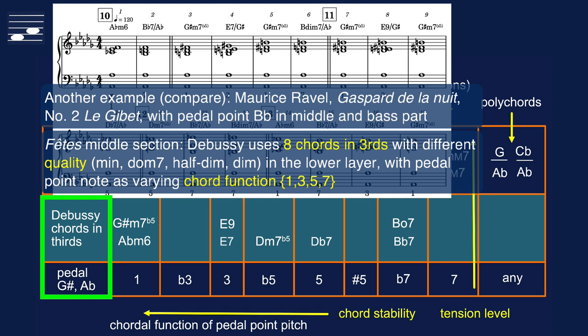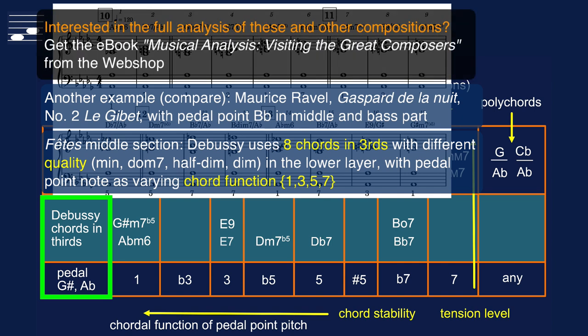Around the same time, Maurice Ravel composed Gaspard de la Nuit, which also has a second movement built around a continuous pedal point. You may compare the analysis of both pieces in my ebook Musical Analysis, Visiting the Great Composers.